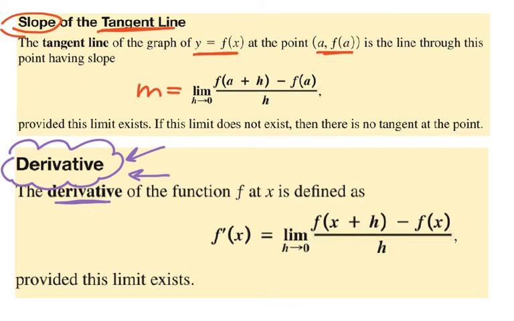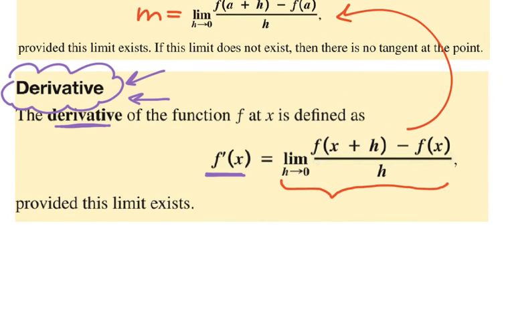The derivative of the function is defined as this formula, f prime of x equals, and if you look at what we have here, isn't this the definition of the slope? So the limit as h approaches 0 of the quantity f of x plus h minus f of x, all divided by h. So the derivative and the slope of the tangent line are the same thing.